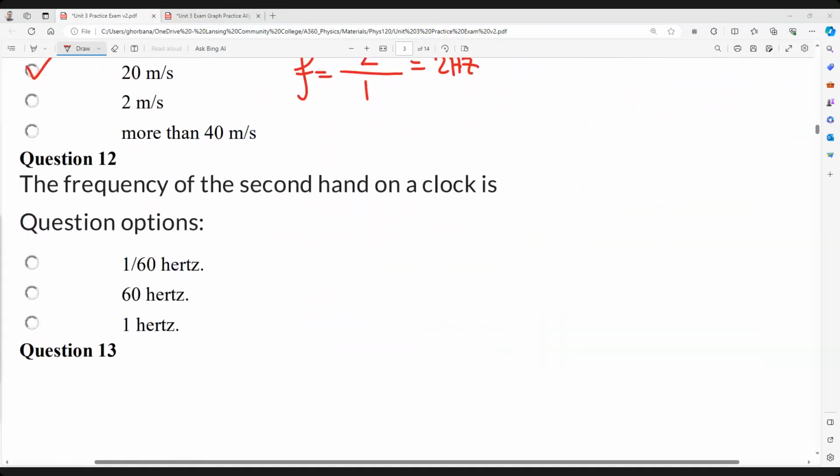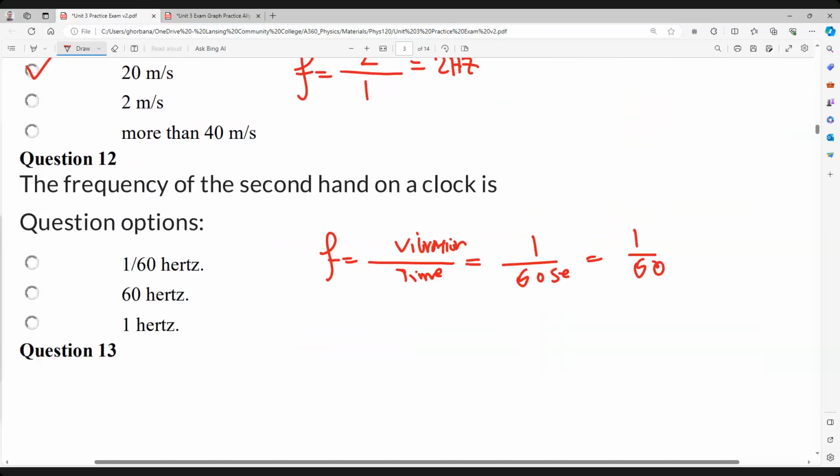Question number 12, again, what do you think? The frequency of the second hand on a clock is? The second hand takes how many seconds to complete one vibration? 60 seconds. Again, frequency is number of vibrations over time. One vibration, one complete motion, over how many seconds? 60 seconds. So it's going to be 1 over 60 hertz.